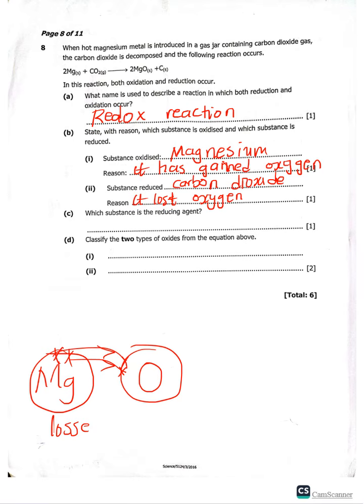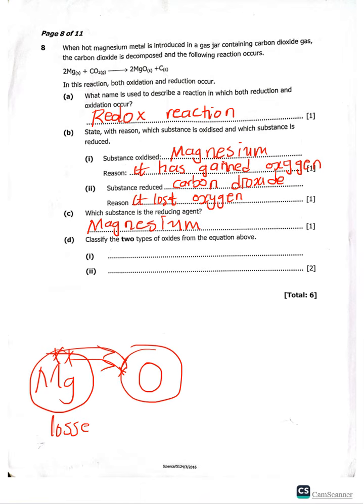Then which substance is the reducing agent? For you to identify the substance that is a reducing agent, you just have to look at the substance that was oxidized in the process. So in our case, magnesium is our reducing agent since it was oxidized in the process.